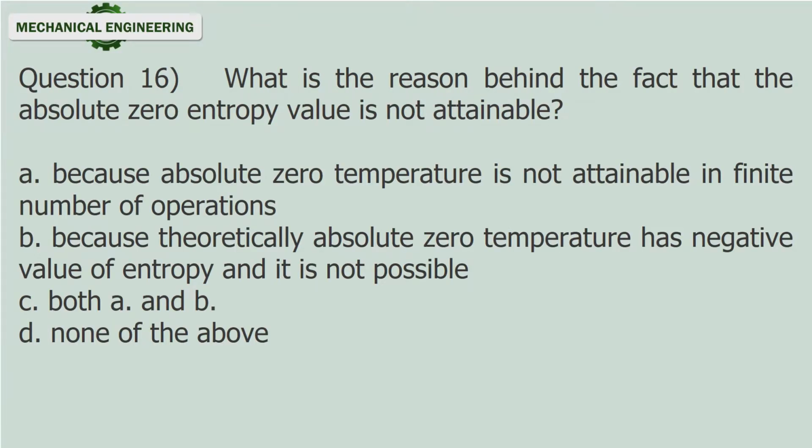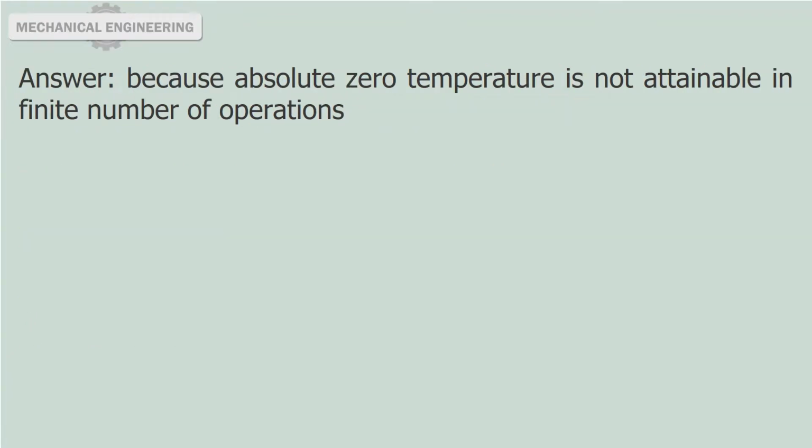Question 16. What is the reason behind the fact that the absolute zero entropy value is not attainable? A. Because absolute zero temperature is not attainable in finite number of operations. B. Because theoretically absolute zero temperature has negative value of entropy and it is not possible. C. Both A and B. D. None of the above. Answer: because absolute zero temperature is not attainable in finite number of operations.